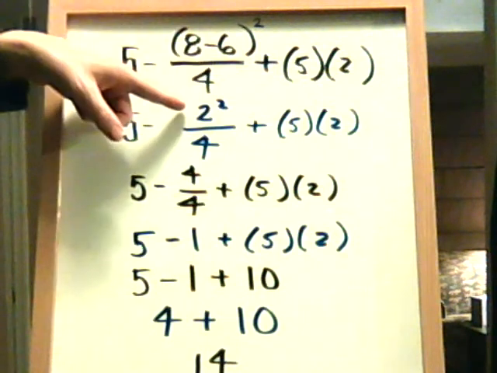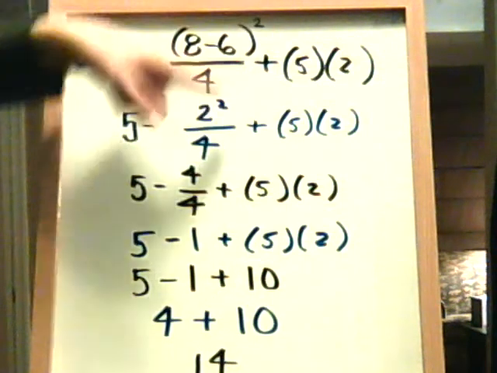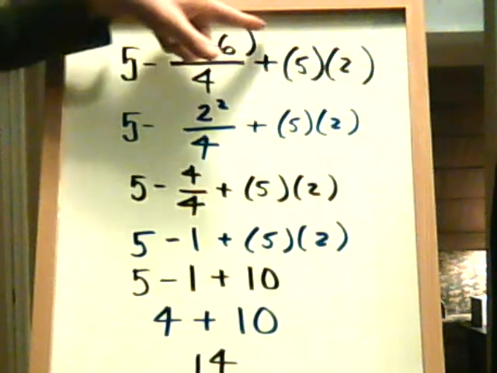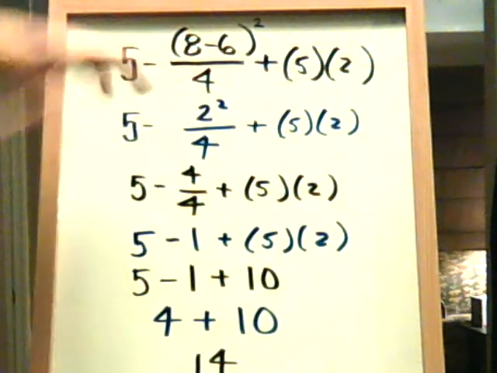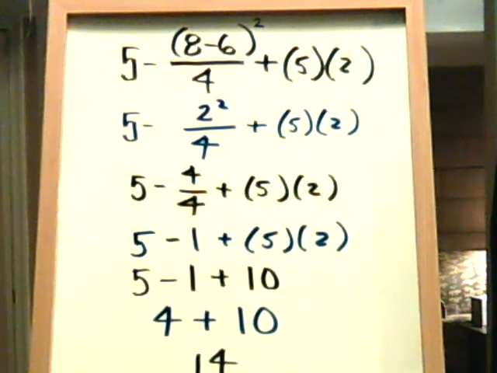So 8 minus 6 is 2. And we bring the squared down. Also, a lot of people try to do the 6 squared before doing 8 minus 6. Again, you can't do that. You get a totally different answer.